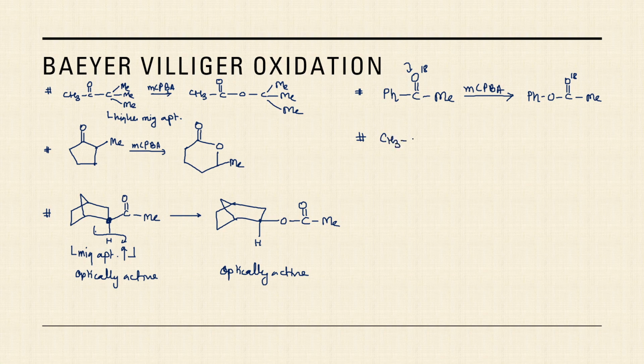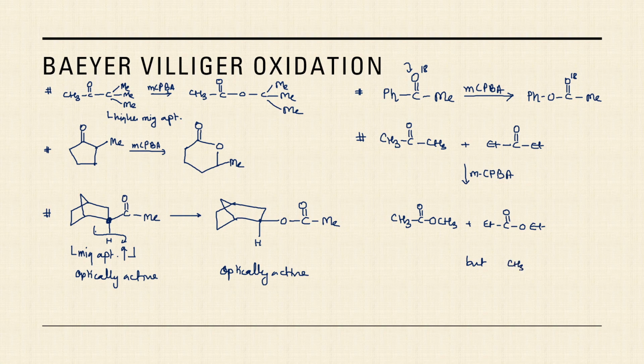Next, suppose you have taken two ketones like this, and you have subjected the mixture of the two ketones to Baeyer-Villiger oxidation. Then remember, CH3 C double bond O O CH3 will be formed, Et C double bond O O Et will be formed, but CH3 C double bond O O Et or Et C double bond O O CH3 will not be obtained.